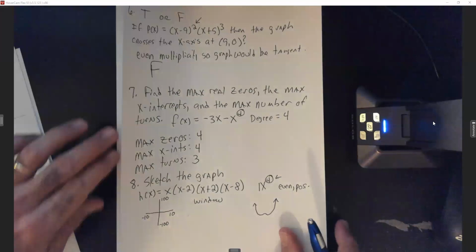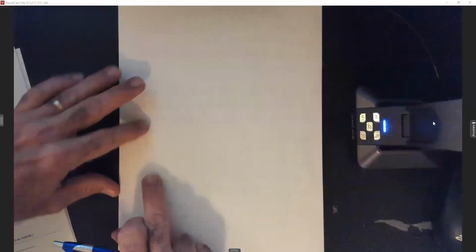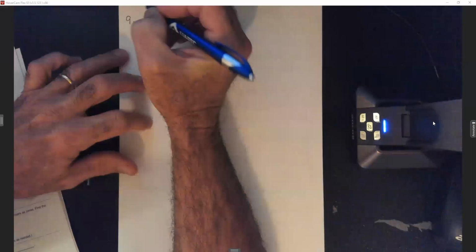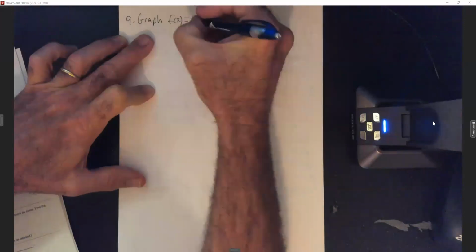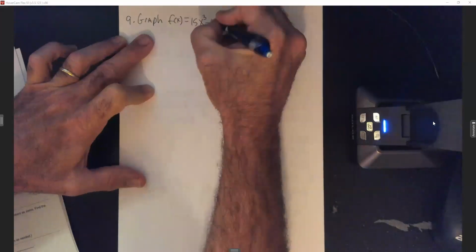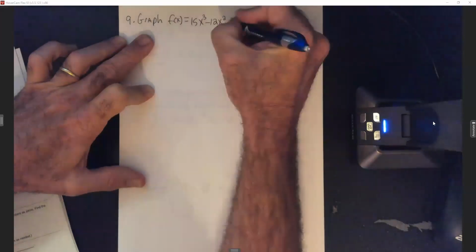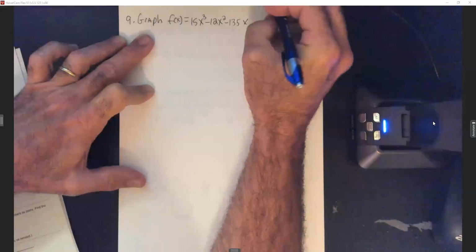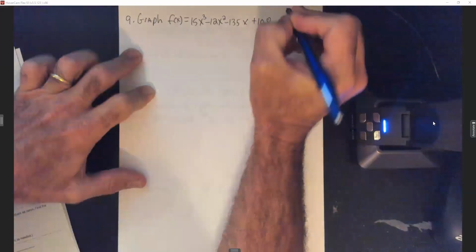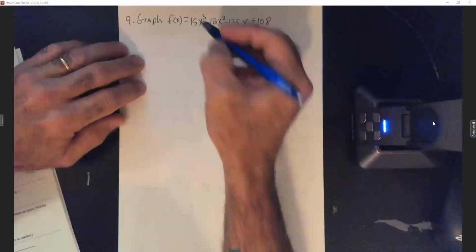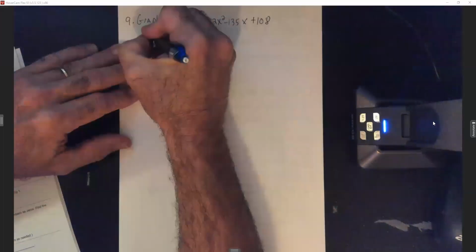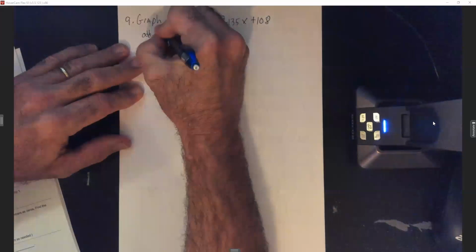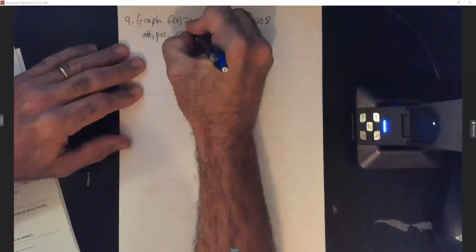All right, y'all, number 9 was pretty much the same thing, except it's polynomial form instead of factored form. So I got 15x to the third minus 12x squared minus 135x plus 108. If you used your table, that would be an odd degree, positive lead coefficient. So left to right, we're looking for a graph that's going uphill.